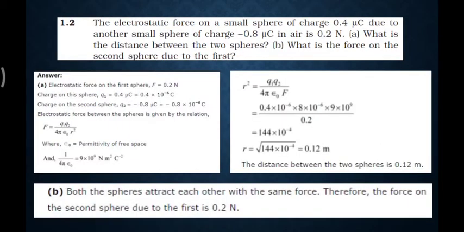I'm going to the second example. The electrostatic force on a small sphere. One small sphere whose electrostatic force we consider has a charge of 0.4 microcoulomb due to another sphere. Again you have two spheres, but here one is positively charged and one is negatively charged, so they feel an attracting force. How do I judge attraction? Because both have opposite charges, and they feel a force of only 0.2 Newton. The task is to find the distance between the two.